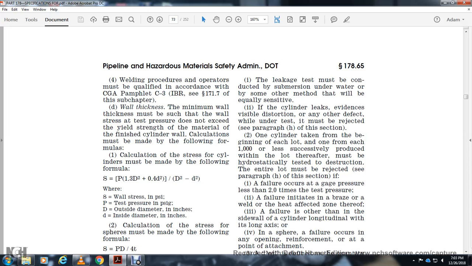One cylinder taken from the beginning of each lot, and one of each 1,000 or less successfully produced thereafter, must be hydrostatically tested. Destruction: the entire lot must be rejected. See paragraph H of this section.